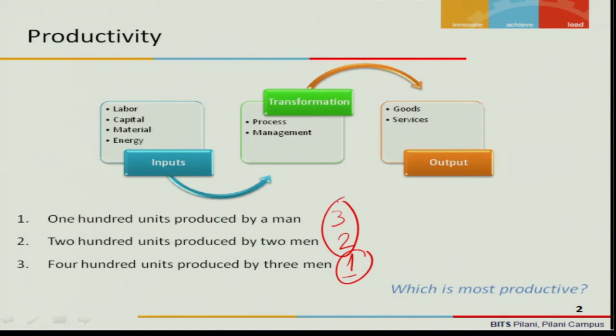So when we express productivity, we are expressing it as a ratio between the output to the input. How much amount of input is utilized in order to produce a given output, or how much of output is produced with a given set of inputs. This essentially means the operations management efficiency. Let us move on to the next point.